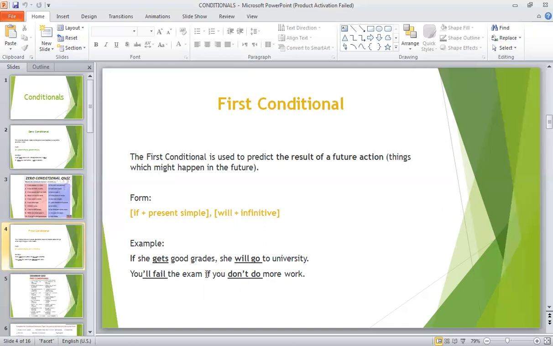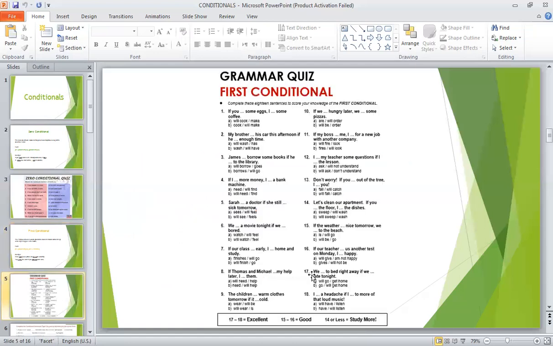By the way, when we put if in the middle of the sentence, we remove the comma. So it's one sentence, one clause. We don't make two clauses like when if is at the beginning. So if in the middle of the sentence, it's one sentence, one clause, no commas. Here, the if sentence is still present simple, but in negative form. If you don't do more work, this is present simple in a negative form. The most important thing is the meaning. So you will fail the exam, will plus infinitive, if you don't do more work. It's okay. This is first conditional.